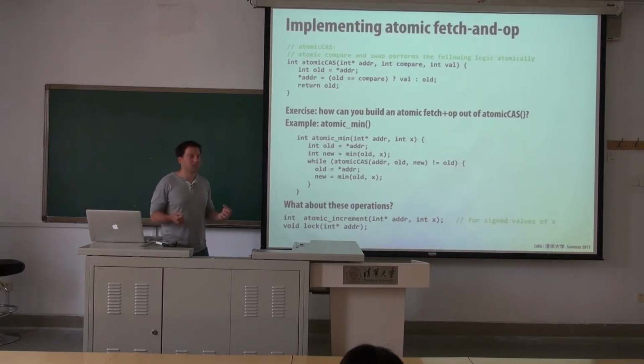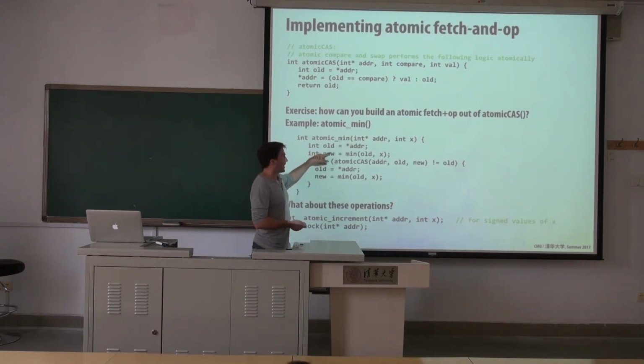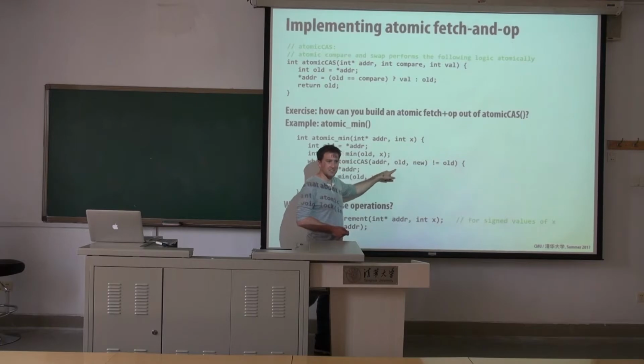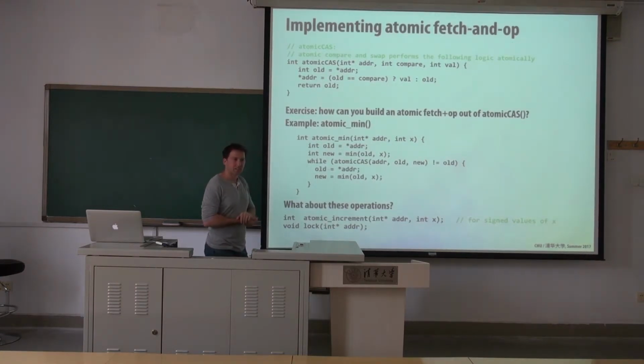Why do I know it is atomic? Because if you look at this, this is not atomic. The only thing that's atomic is the comparison and the write right here. So all of this code is not atomic. But I claim that this is equivalent to an atomic min.